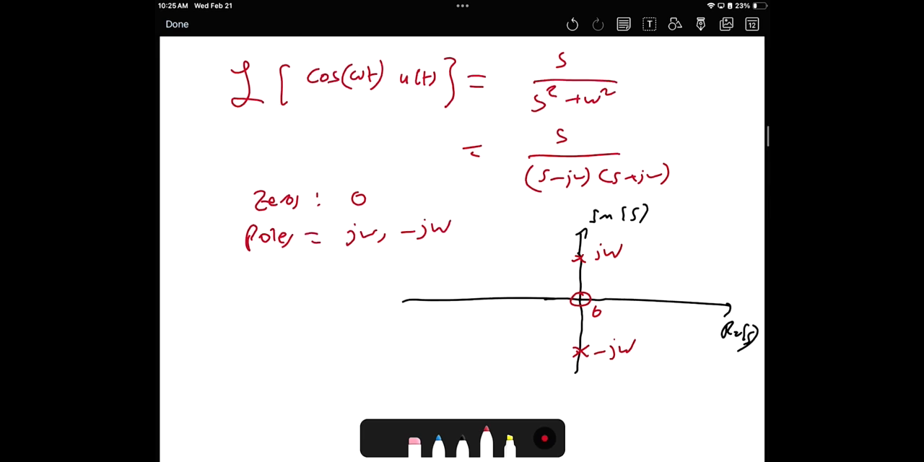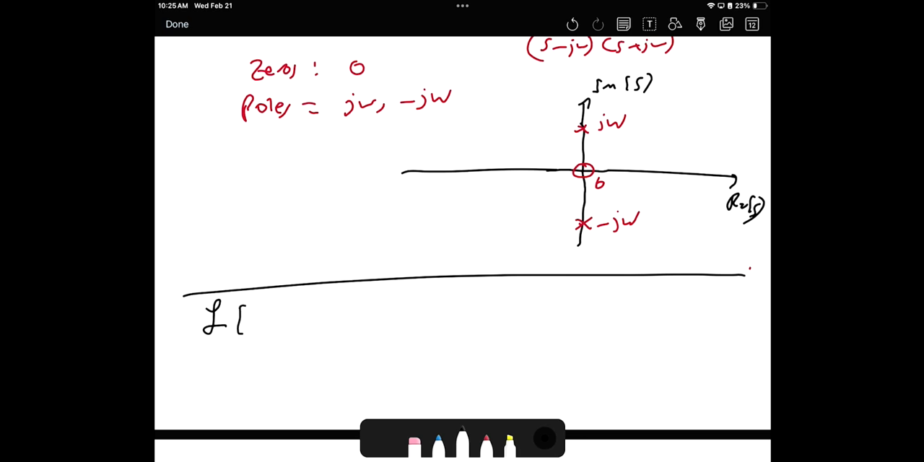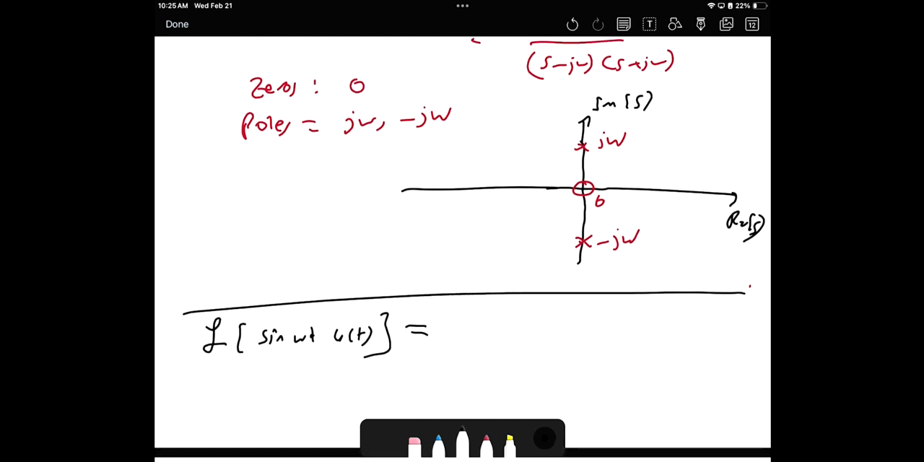You can do it. You can try it at home. The Laplace transformation of sine omega t u of t already exists in the table. I think it will be omega over s squared plus omega squared. Okay, so it should be like this. So your turn, prove this. You don't have time to do it now, but it is very similar to this.